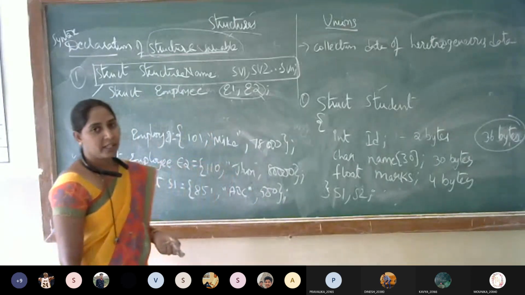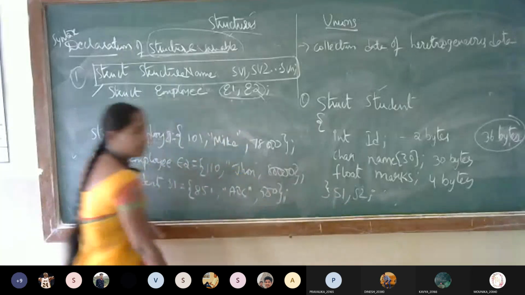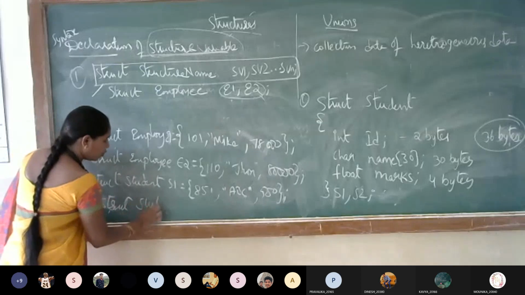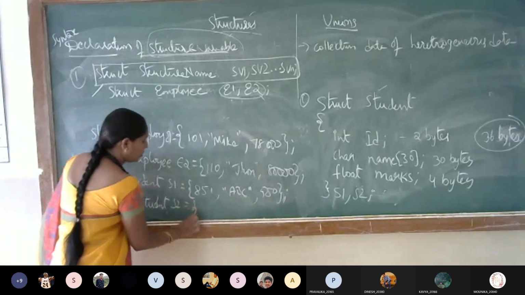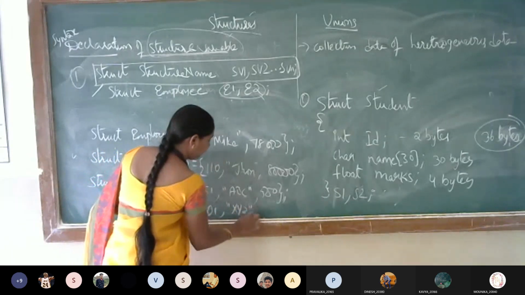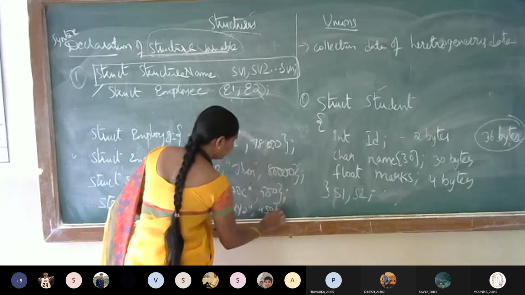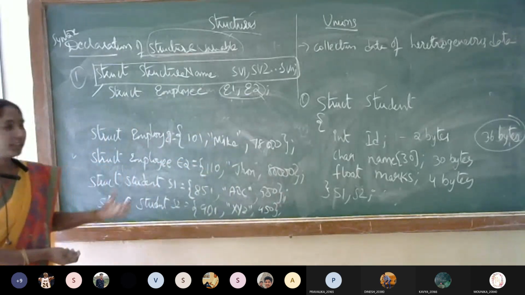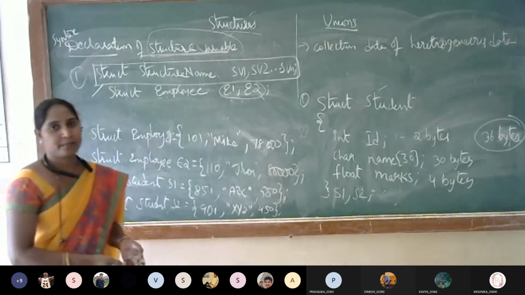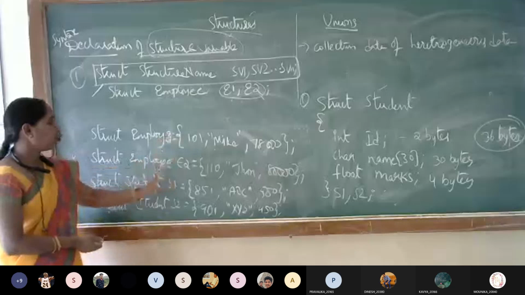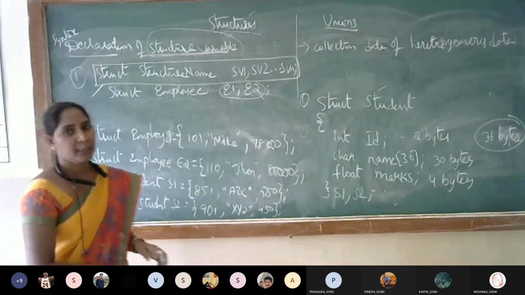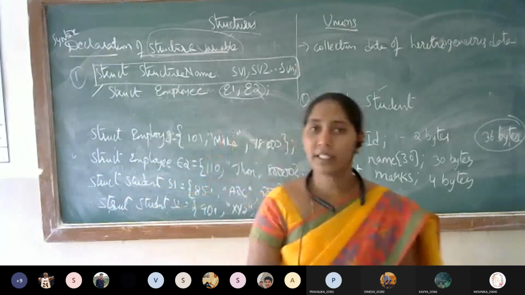In the same way, if I want to access the second student, S2, then I'll be writing that one as struct student S2 is equal to some 901, some XYZ, okay, some 450. This is about the declaration and initialization of the structure variables. I have declared and initialized two different structure employee variables E1 and E2, and here two student variables S1, S2, and I have assigned those particular values.